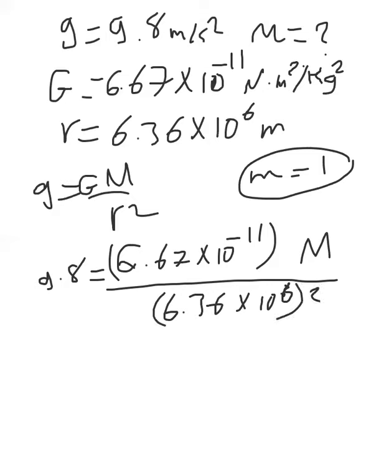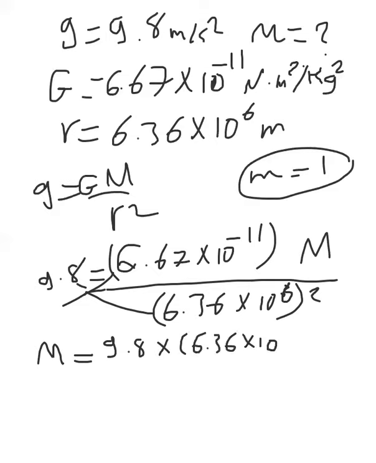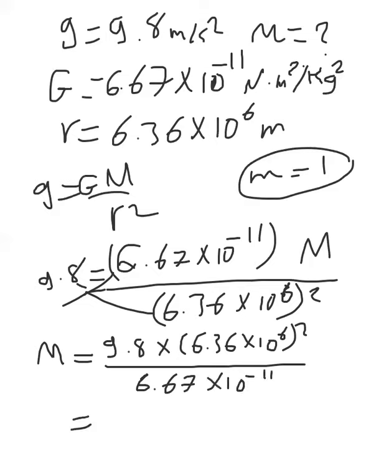To calculate M: 9.8 times 6.36 times 10 power of 6, squared, all divided by 6.67 times 10 power negative 11. The result will be 5.94 times 10 power 24 kilogram. This is the mass of Earth.